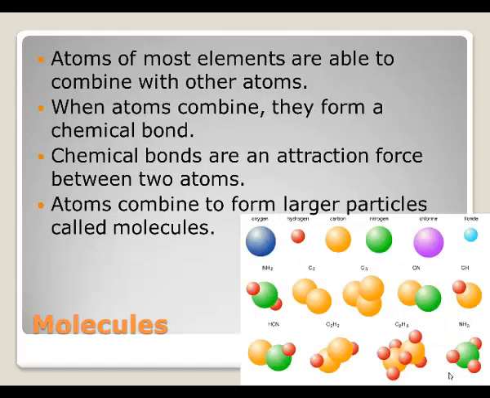Molecules. Atoms of most elements are able to combine with other atoms. When atoms combine with one another, they form a chemical bond. And chemical bonds are simply the attraction forces that occur between 2 atoms. And as atoms combine, they form larger particles called molecules. So this picture right here shows an example of a number of molecules. You can see across the top of the picture it has oxygen, hydrogen, carbon, nitrogen, chlorine, fluorine. Those would be examples of elements. Those elements then combine with one another to form different molecules.